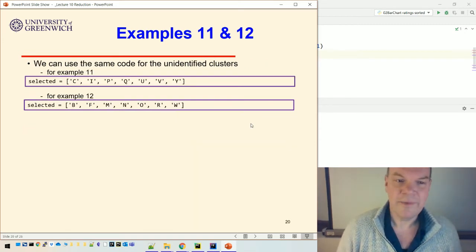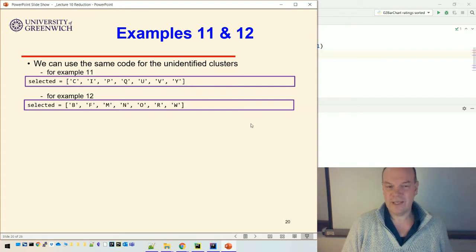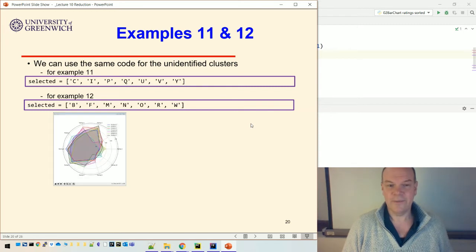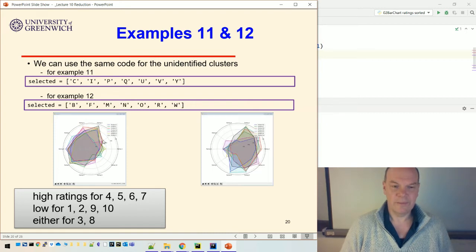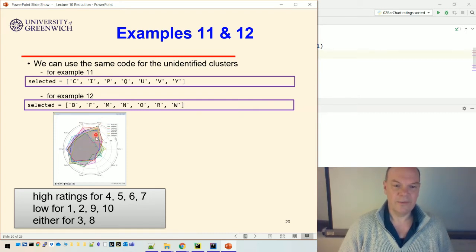Let's try the unidentified clusters. For example, 11 is exactly the same code for these four examples; I'm just picking out different selected values. That's the picture I get for example 11. We can see there are high ratings for 4, 5, 6, and 7, so these ratings around here. Rating 3 can be either high or low; there's rating 3 on that line. Rating 8, where's 8? That's 8. Look, that can be high or low. And then 1, 2, 9, and 10 are all low.